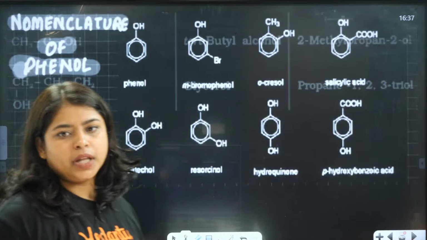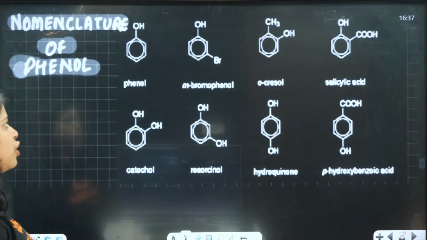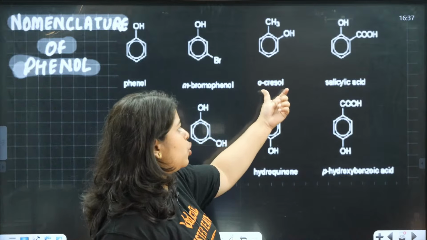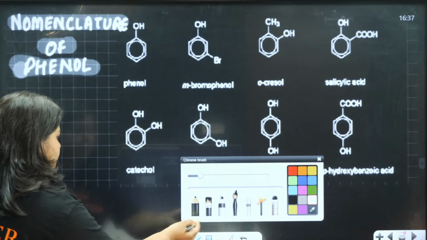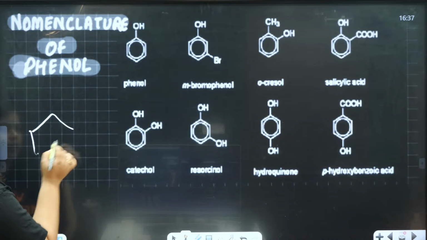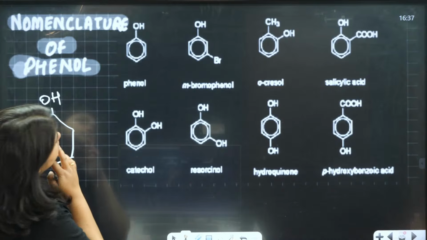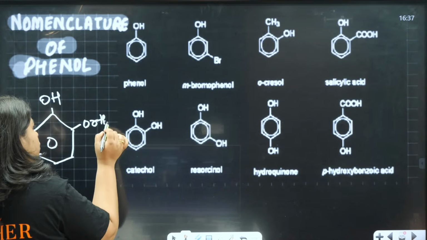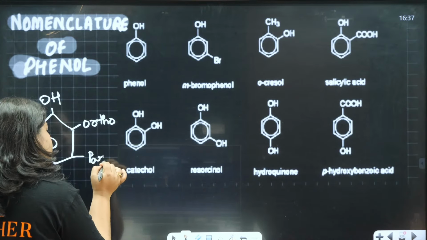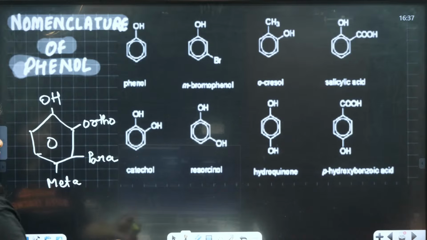Clear? Next comes the nomenclature of phenol. This is also very important, guys. This is the phenol, how it is formed. This is the meta position, ortho position, salicylic acid. Okay, COOH is salicylic acid. Okay, so in case we take it up here, this is called an ortho. Okay, sorry.